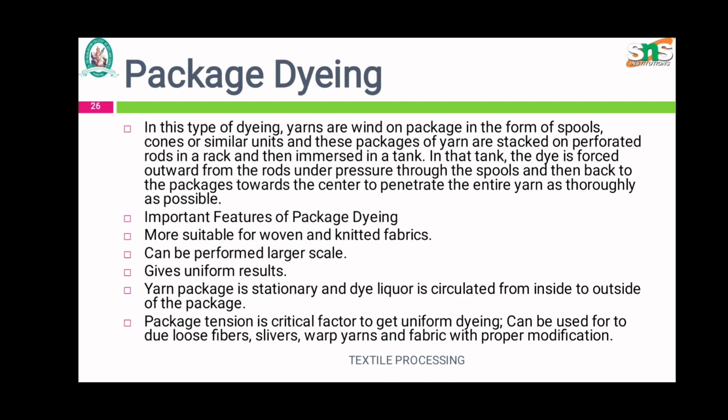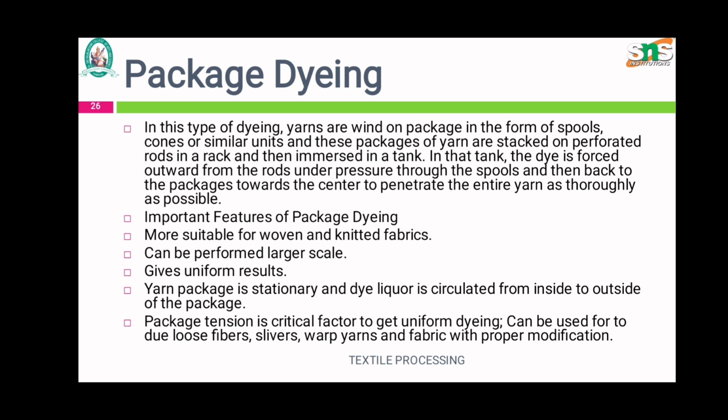Package dyeing. In this type of dyeing, the yarns are wound on a package in the form of spools, cones or a similar unit, and these packages of yarns are stacked on a perforated rod in a rack and then immersed in a tank. In this tank, the dye is forced upwards from the rod under pressure through the spools and then back to the packages towards the center to penetrate the entire yarns as thoroughly as possible.